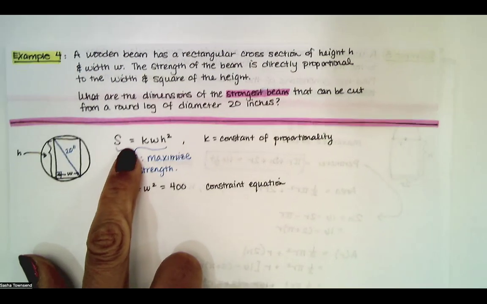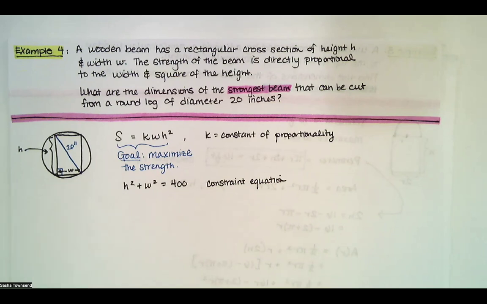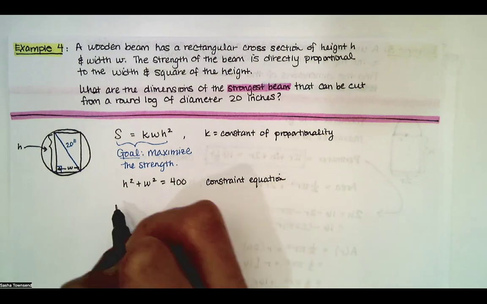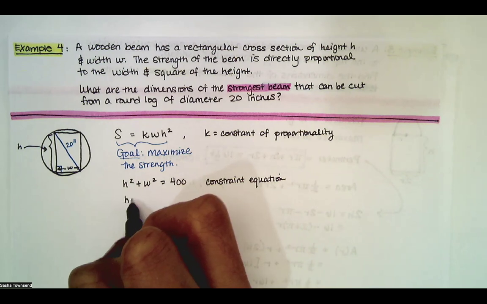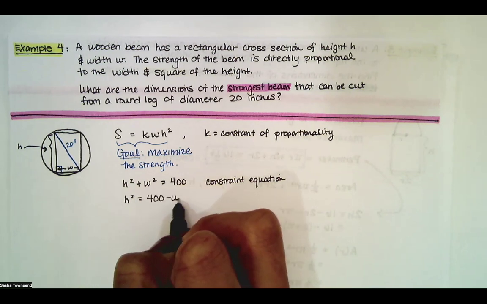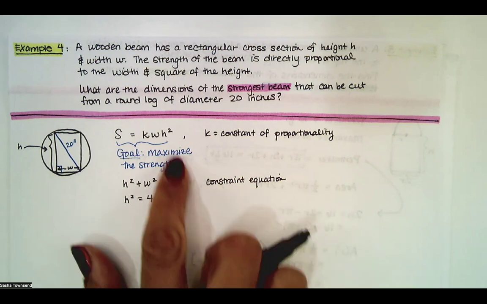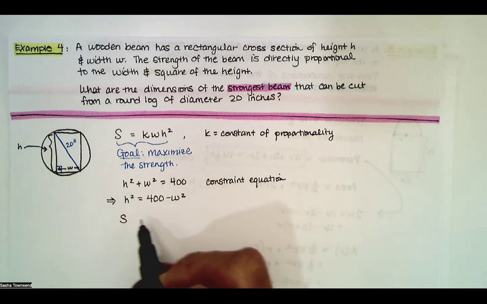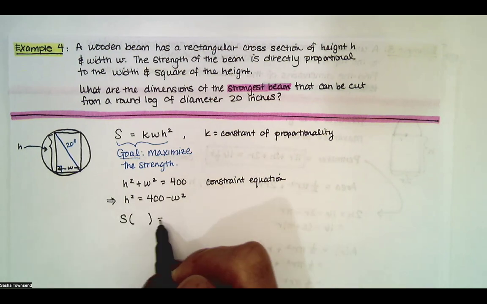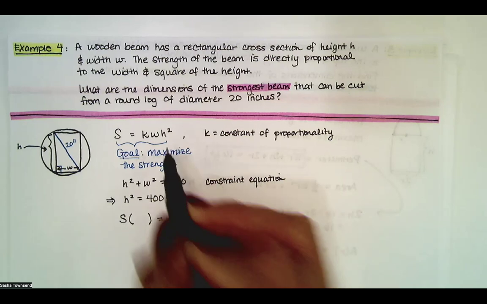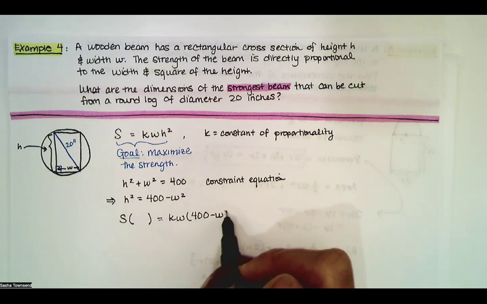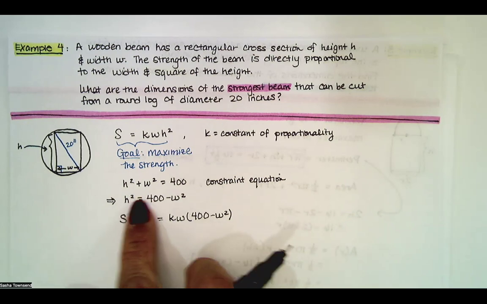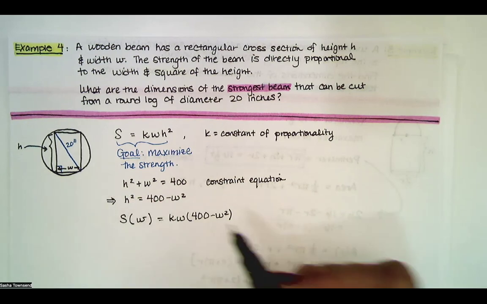And I can write my strength in terms of one variable only if I solve this for either h in terms of w or w in terms of h. If I'm getting h squared by itself, I have h squared is 400 minus w squared. I think I'll do that because this formula already has an h squared in it. So then my S would be a function of w only. So I have k times w times h squared, which is 400 minus w squared. If I wanted to, alternatively, I could solve this for w in terms of h. So this is one option.